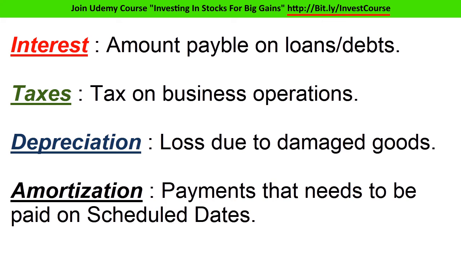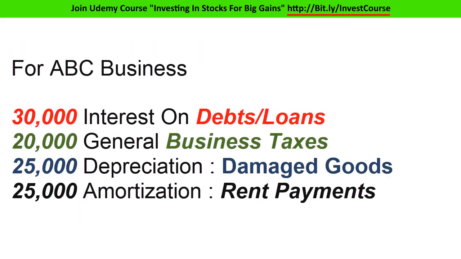Let's assume in this case the business has debt and it has to pay 30,000 in interest. To keep working normally, the business has to pay 20,000 of general business taxes. While manufacturing, storage, replacement and delivery, the business suffered loss of some of its buckets as a result of mishandling or wear and tear. This loss of buckets will add up in depreciation. Let's assume the business suffered 25,000 of depreciation.